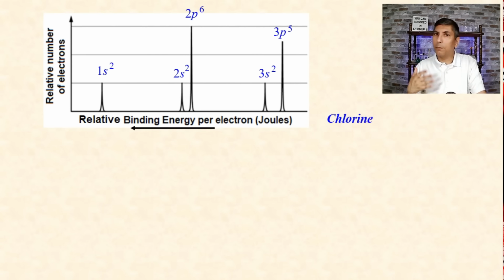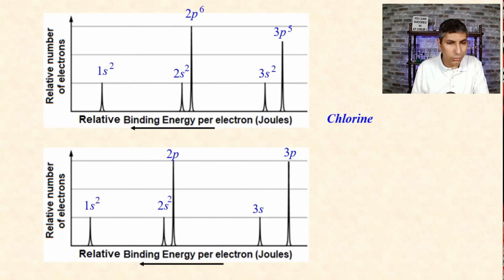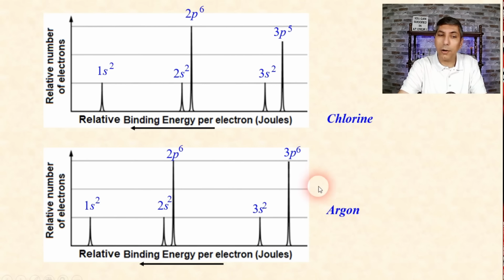Now, we can do something different here. Let's take a look at another PES diagram. Do the same thing. We have 1s, 2s, 2p, 3s, and 3p. And then we have 2, 2, the next one is 6, and then we have 2, and then that last one is 6 as well. So this element seems to be argon.